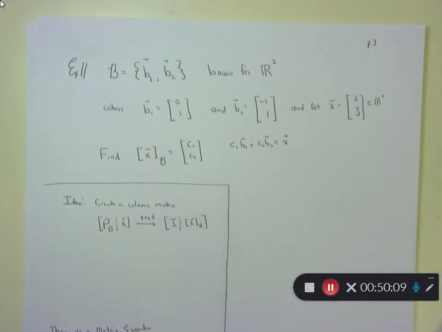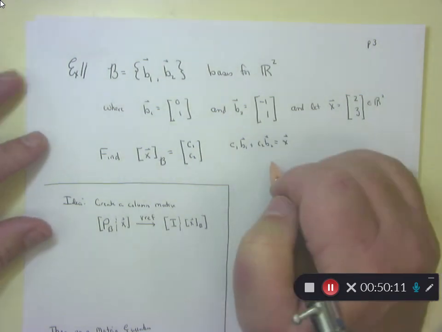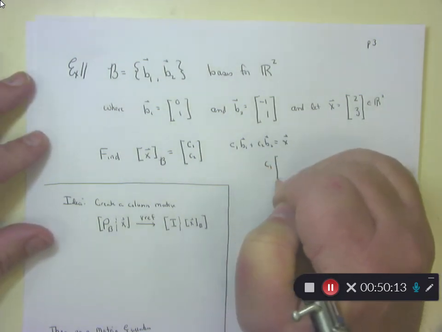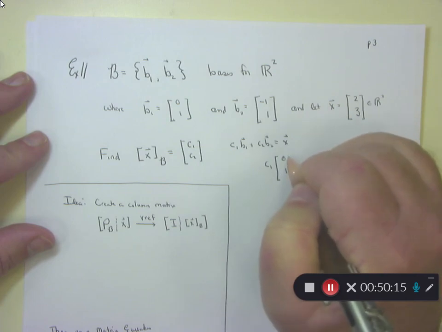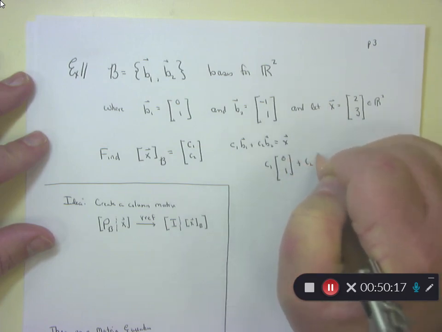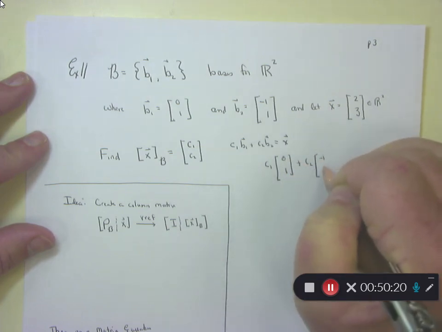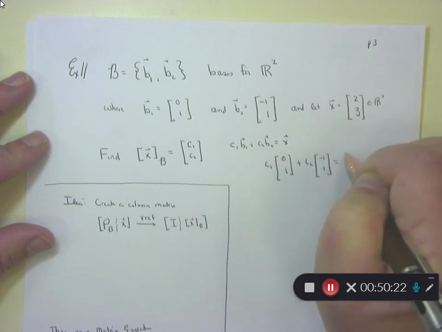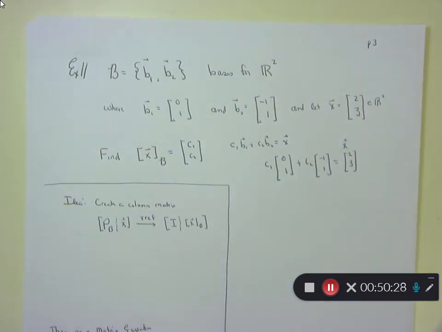So how do I solve this thing? In other words, I want C1 times the B1 vector, which is 0, 1, plus C2 times the B2 vector, negative 1, 1, to be equal to the X vector, and my X vector was 2, 3. I'm doing this on a small scale so you can follow along, honestly. Now, how would you solve this thing? Well, there are lots of different ways you can look at it.